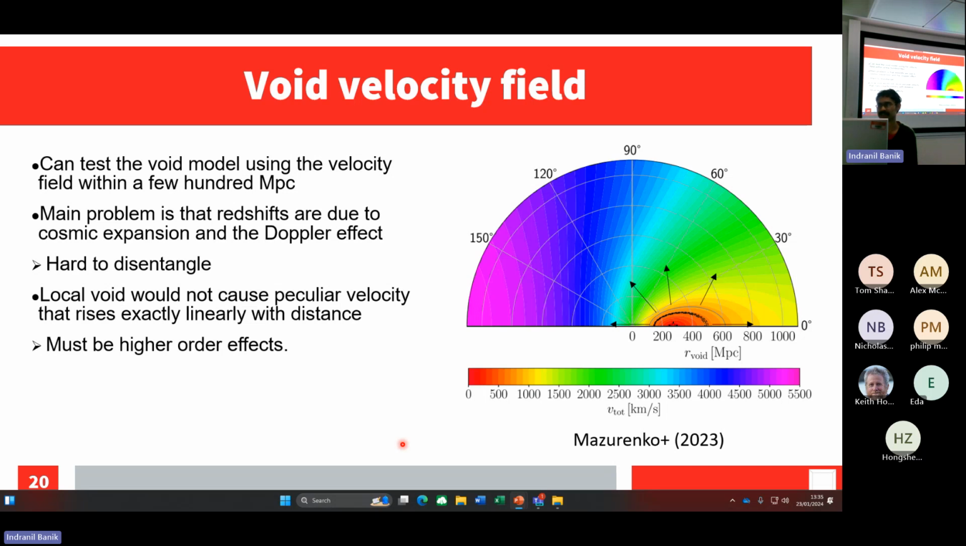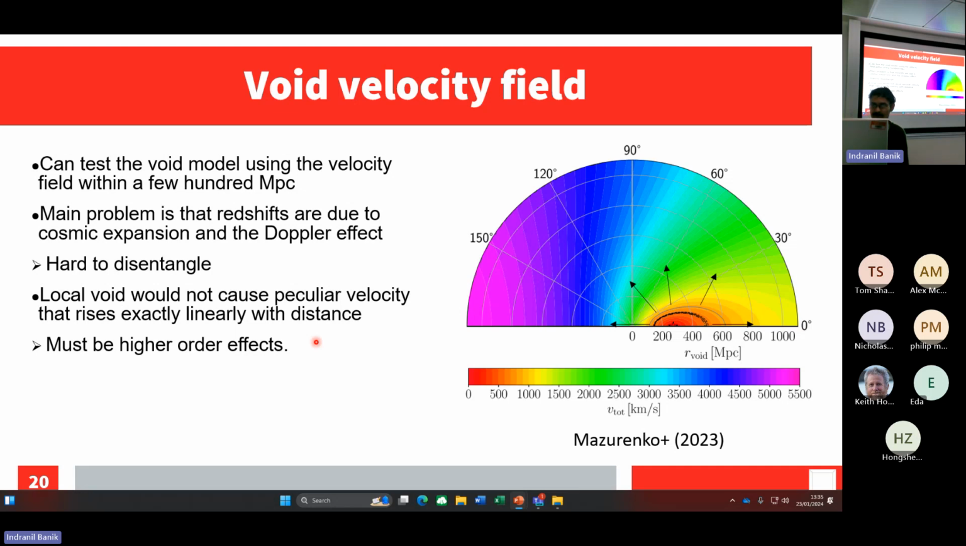Now, one thing to understand is it's quite difficult to reliably test a model using the velocity field in the void, because you measure the redshifts of objects, and the redshifts are partly due to cosmic expansion, partly due to the Doppler effect from motion, from peculiar velocity. These things are hard to disentangle. But they can be disentangled if you look at several objects in many different directions, because ultimately a local void would not cause a peculiar velocity rise exactly linearly with distance, whereas a change to the a-dot would basically have that effect. So there must be higher order effects, there must be anisotropy within the void as well, which I'll come on to.